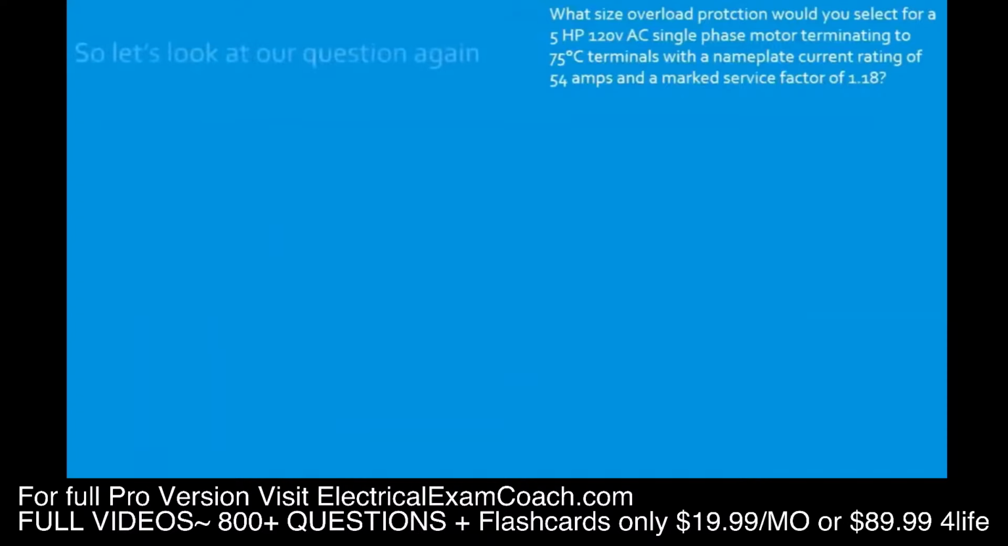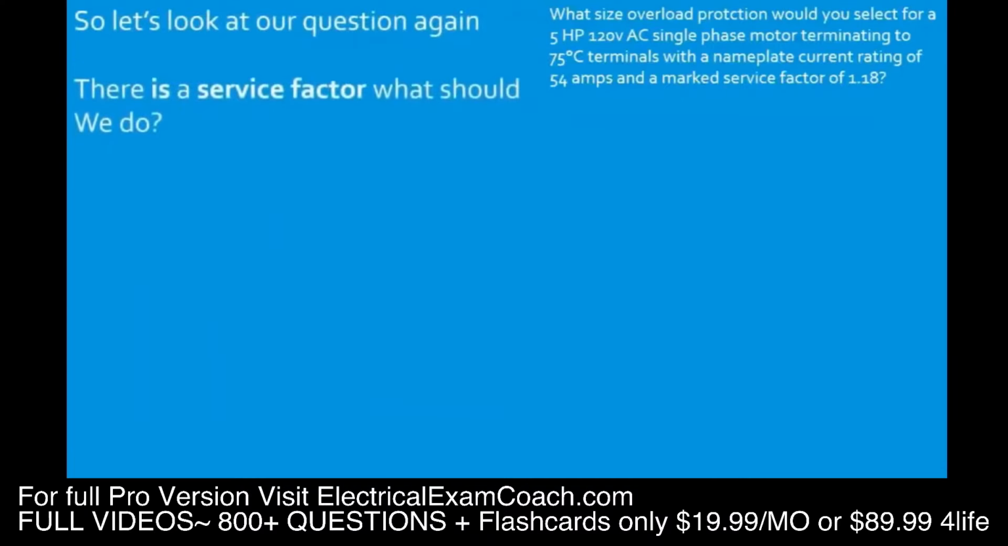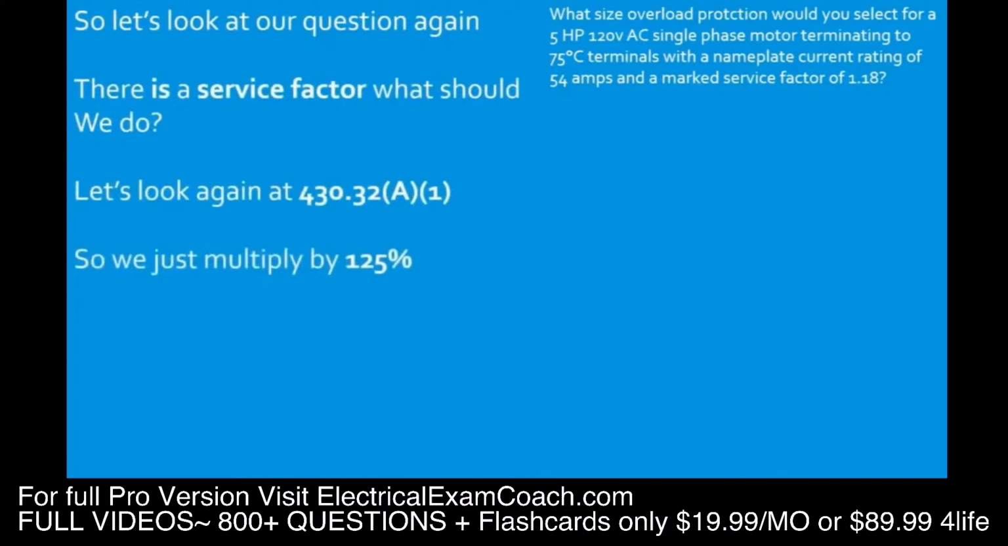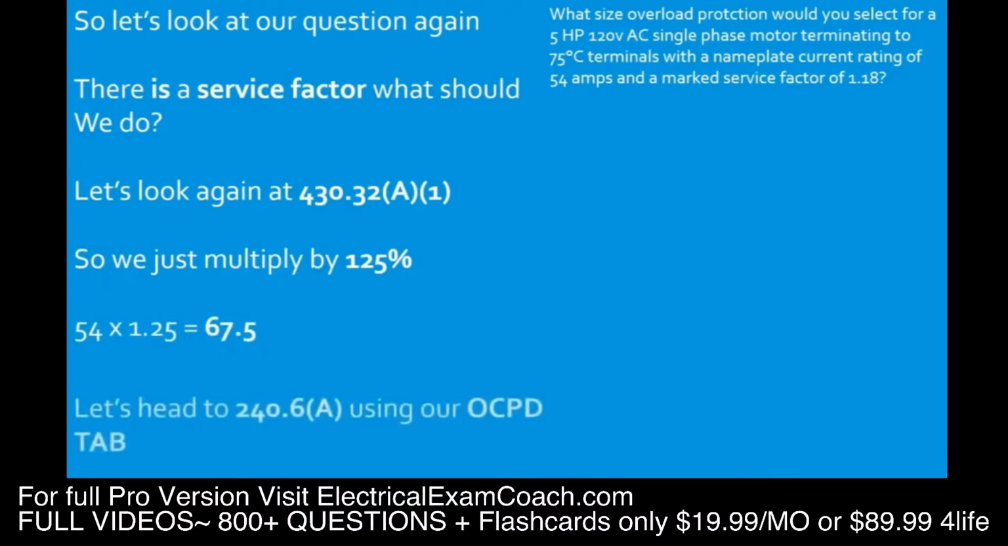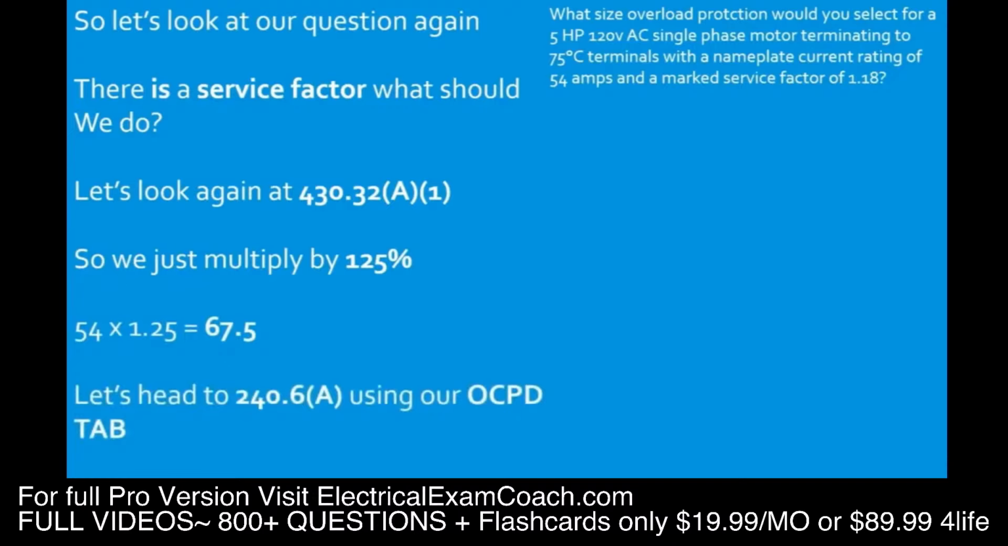So let's look at our question again. There is a service factor listed. We're going to go back to our code book here, and we're going to select a 125% multiplier. We take that 54 amps multiplied by 1.25. That's going to give us 67.5. We're going to head to 240.6(A) using our OCPD tab, and we're going to select the next size down, which in this case is going to be D.